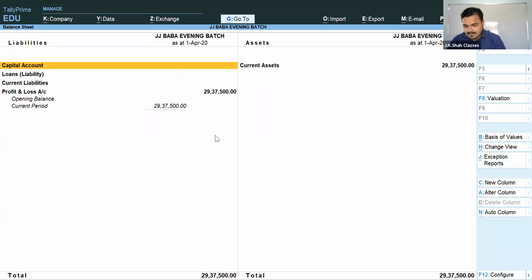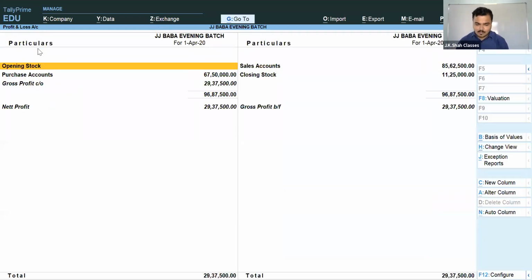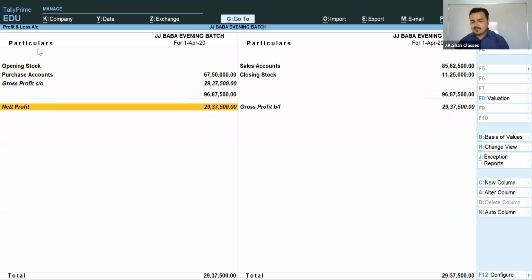Got it? Every detail done? Yes, sir. Further, people coming back and going to profit and loss account. Can you see that I made the net profitability of 29 lakhs 37,500? Everything is done. Yes. Error was reported. Yes. Exception report was there. Yes. Are debit and credit balances matching with each other?